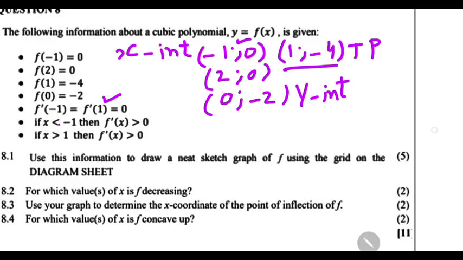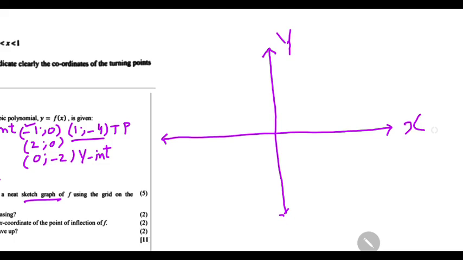Now he says if x is less than negative 1, then the first derivative is greater than 0, which means positive. So for x less than negative 1, the first derivative is going to be positive, and if x is greater than 1, then the first derivative is positive. So this is my x-axis, this is my y-axis.